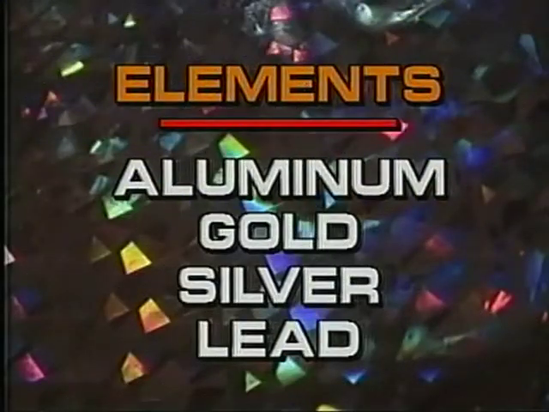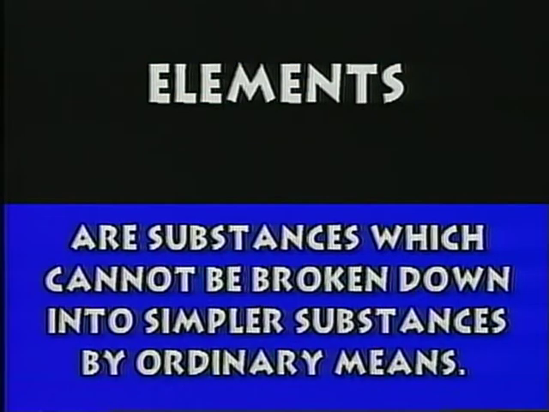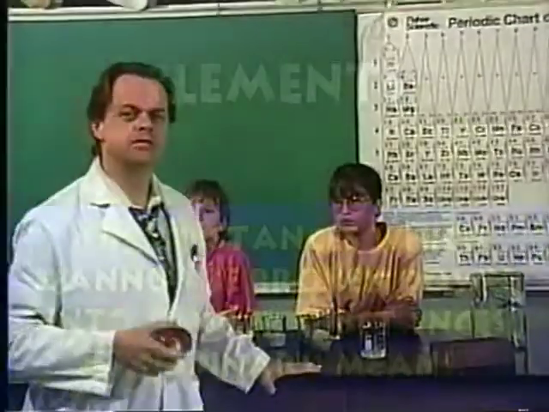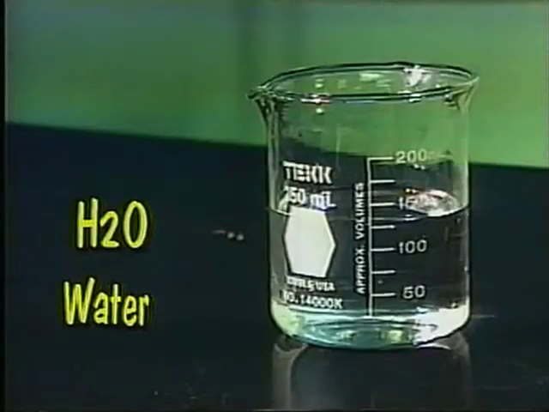All matter is made up of simple substances called elements. Elements are substances which cannot be broken down into simpler substances by ordinary chemical means. Water is made up of the elements hydrogen and oxygen. Water is 2 parts hydrogen to 1 part oxygen. That's why we call it H2O.